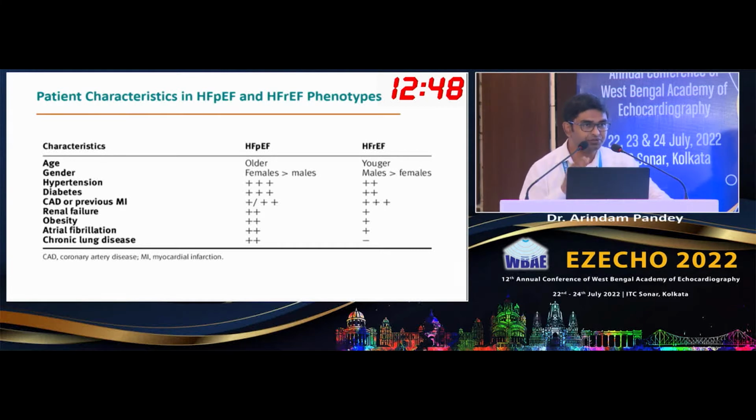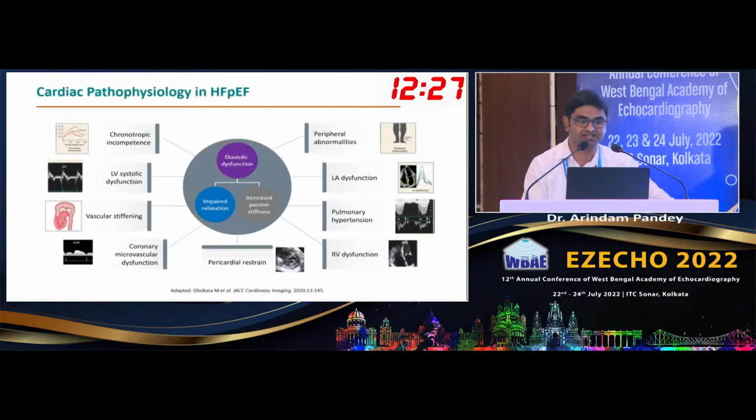Reduced ejection fraction heart failure has specific etiology. Either they had acute coronary syndrome, idiopathic dilated cardiomyopathy, or myocarditis. So more specific etiologies are there for reduced ejection fraction patients, whereas the comorbidities are more commonly found for patients with heart failure with preserved ejection fraction.